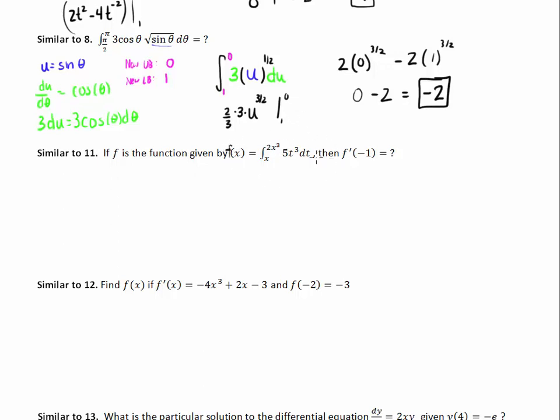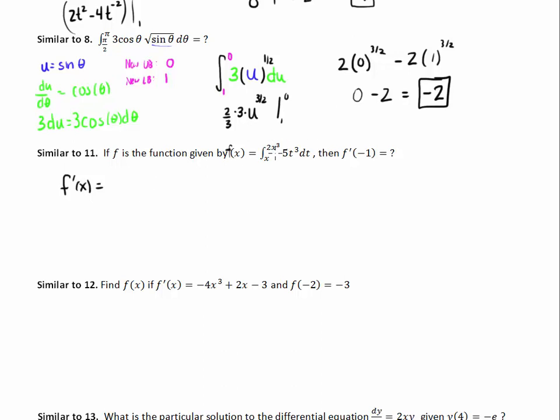We've got a definite integral here. Okay, then we're trying to find the derivative at negative 1. So we want to take the derivative of this. So the derivative of f of x is f prime of x. And then we have to take the derivative of an integral. So this is going to be the second fundamental theorem of calculus. I have variables in both bounds. This is going to be fun.